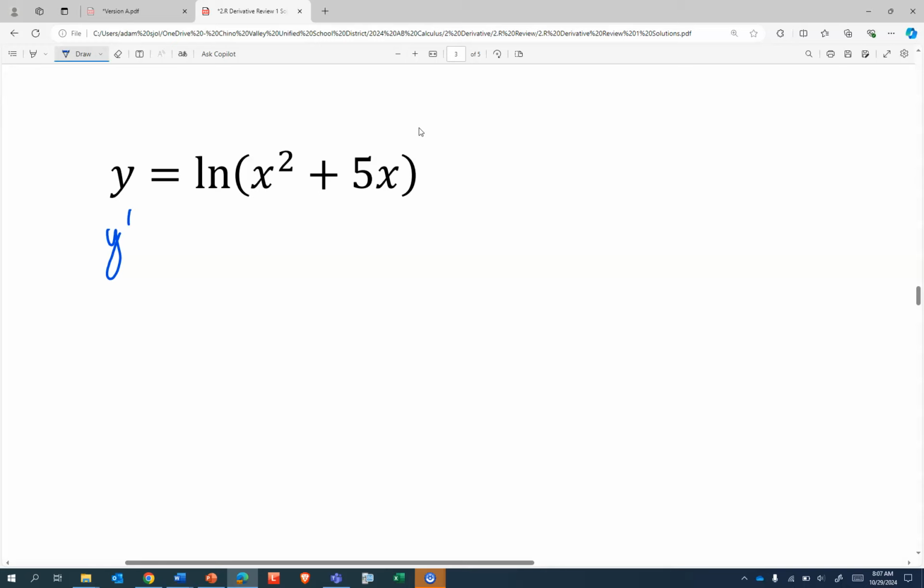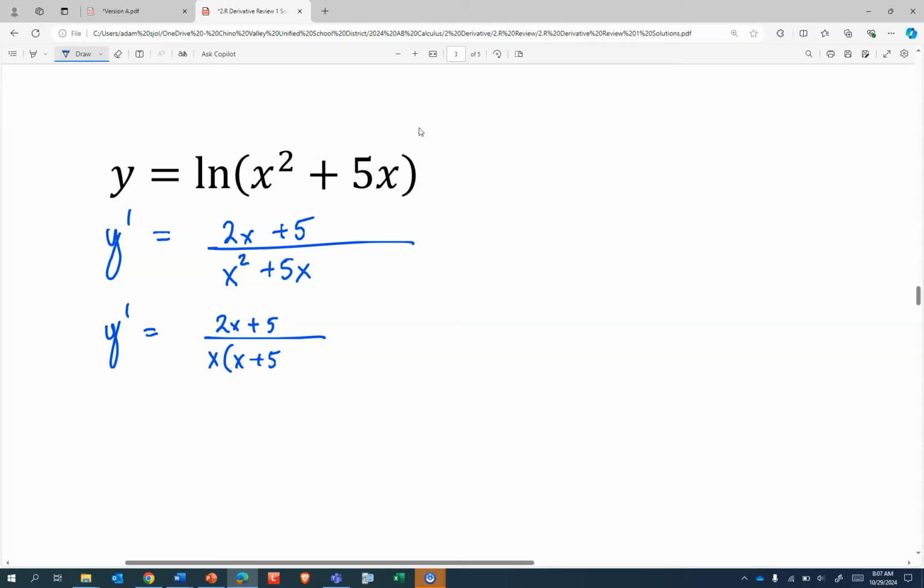The derivative of natural log, this is a pretty straightforward one, is 1 over the input. That input is x squared plus 5x, which has a rate of change of 2x plus 5. I can just do that in the numerator. And you might want to rewrite that denominator, even though we're not going to get a cancellation, x times x plus 5 in the denominator.